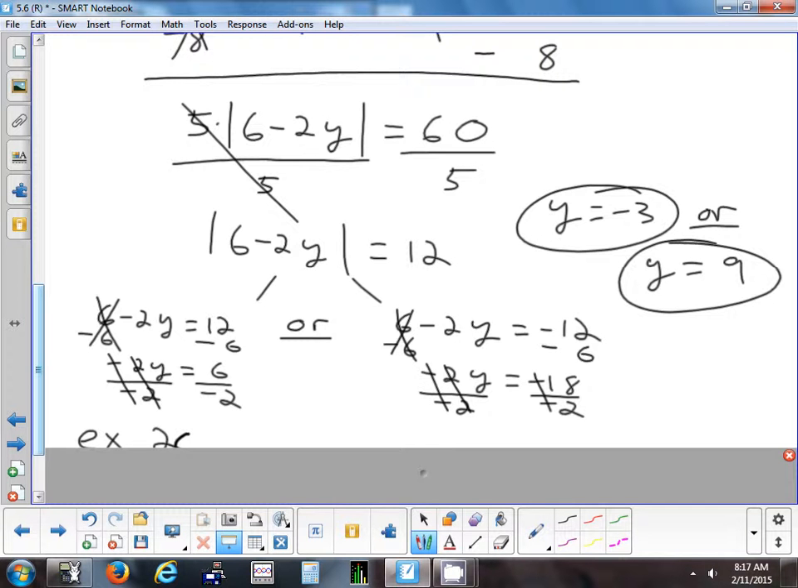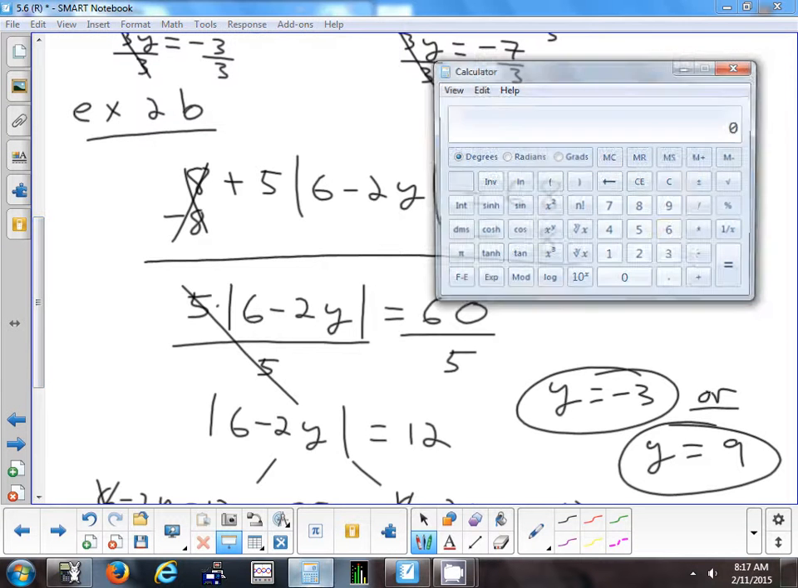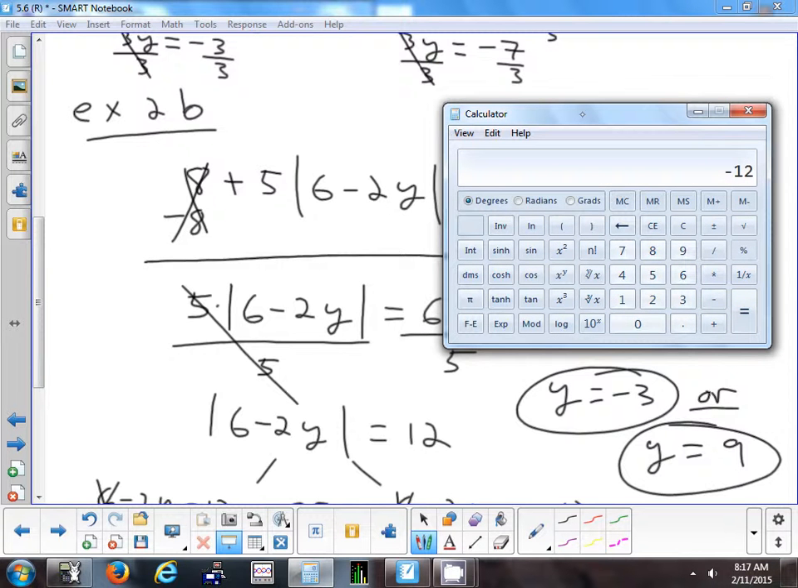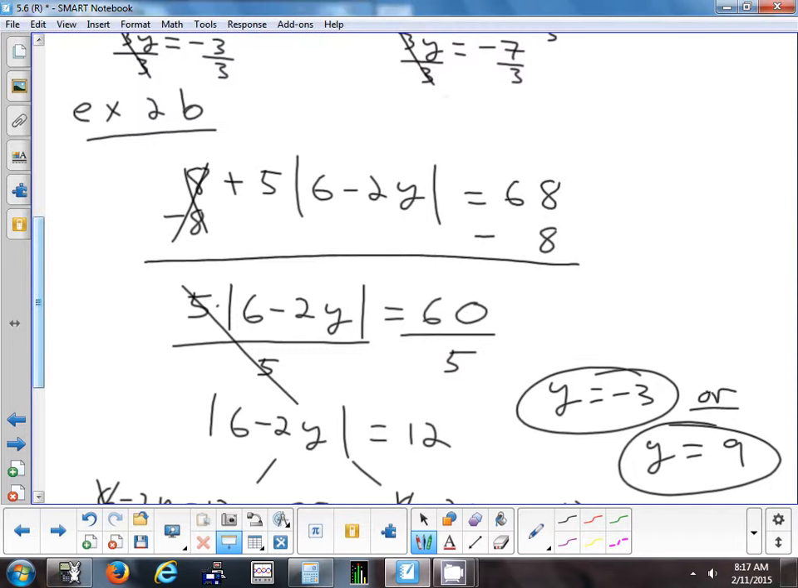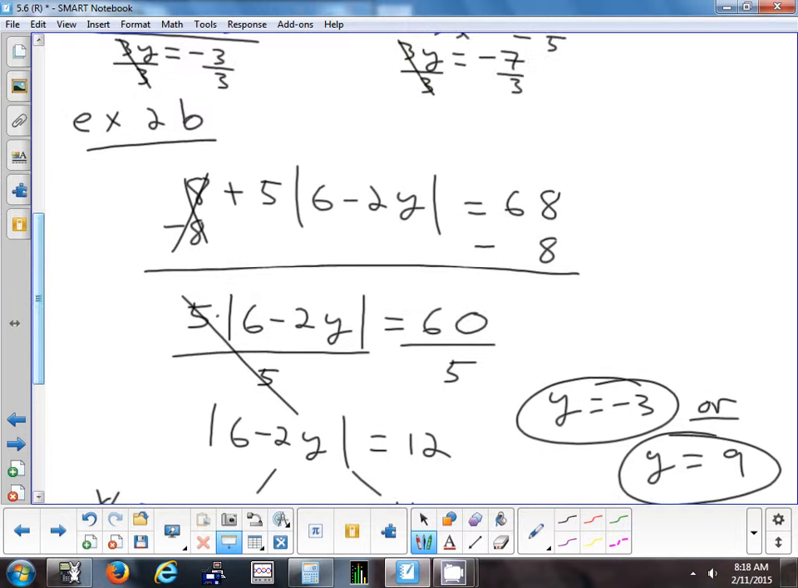Okay, now we can check that answer. Let's just check the 9, make sure it works, back in the original problem. If we do 2 times 9, we get 18. And then if we do 6 minus 18, we get negative 12. But the absolute value of that becomes positive 12. Remember, that's what those vertical bars mean. Multiply that by the 5 on the outside. And lastly, add the 8. We get 68 on the left. And look at what we had on the right to start with, 68. So if you plug 9 in, it does work. And if you check negative 3, that should work as well.